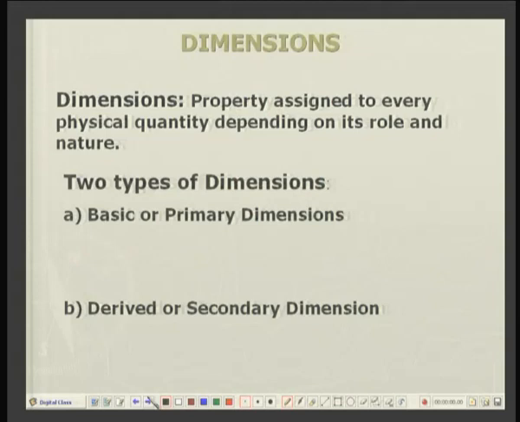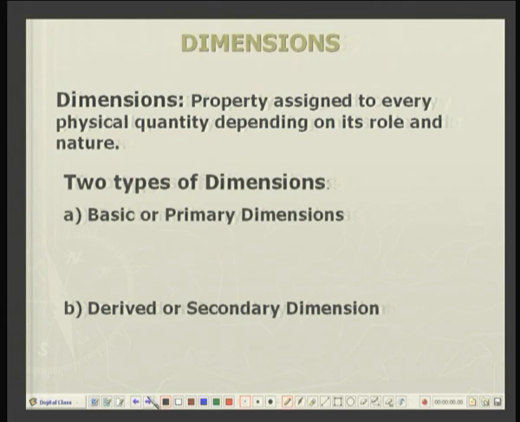Now, after this introduction to mechanics, I will revisit another important aspect which I am sure you have learnt earlier also, that is the dimensions. Dimensions are properties assigned to every physical quantity depending on its role and nature. Well, some properties are related to the size, some are related to the difference between two events, etc. So we will study them as dimensions, and we can categorize various dimensions into two types.